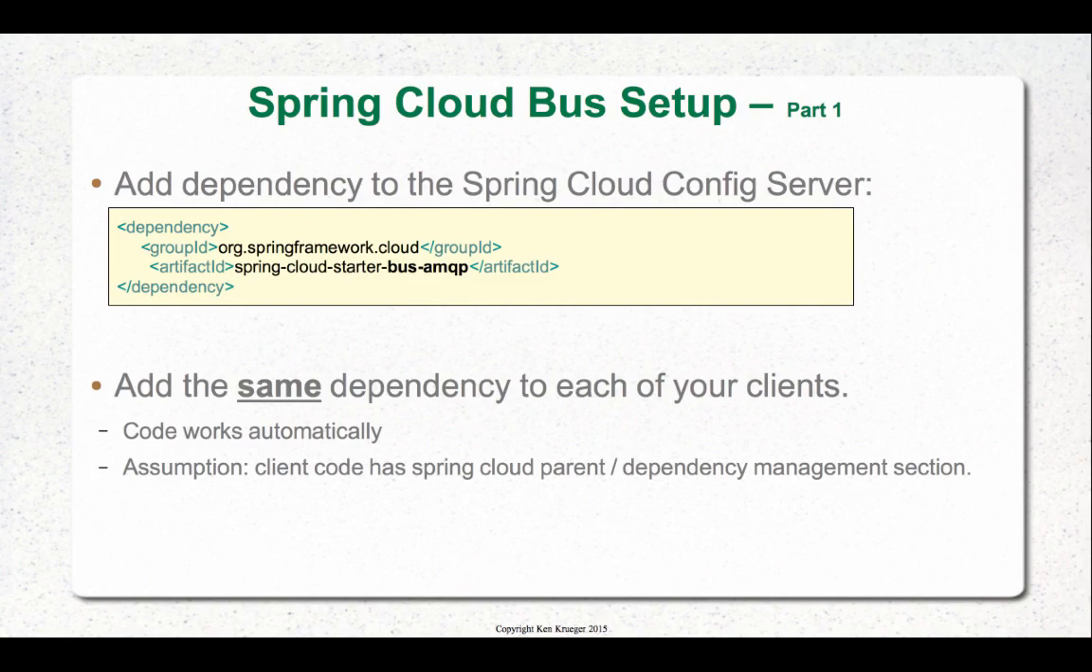Setting up Spring Cloud Bus is surprisingly easy. The first thing on your Spring Cloud config server, and I emphasize this, the server, because the documentation doesn't really point this out, simply add a dependency for Spring Cloud Starter Bus AMQP. That's all you need to do on the server. Now on the client side, and this is really interesting, you add the same dependency that you put on the server. The code in the dependency is smart enough to understand if it's on the client side or on the server side, it just works.